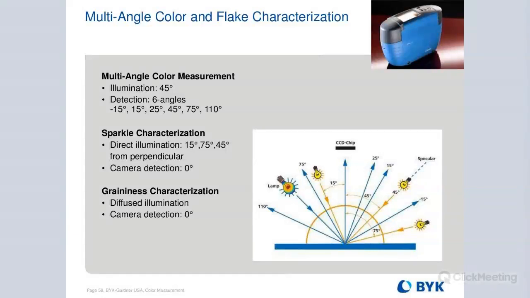And then we also have the three angles for sparkle characterization. Again, different angles in the color, but 15, 45, and 75. And the camera detection is always at the perpendicular or normal axis. And then we have the diffuse illumination for graininess.